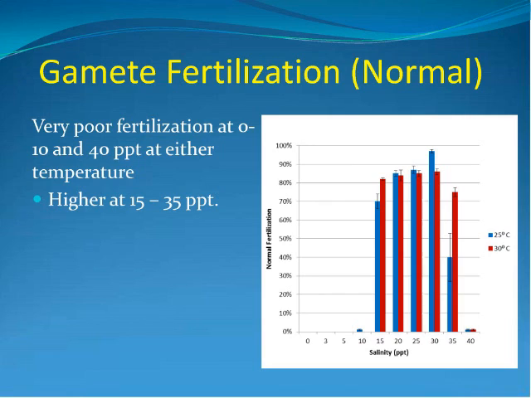In other words, if you have too much rainfall, too much runoff, or too many releases, or no releases and no rainfall, either one is not good for fertilization. If there's no fertilization, there's no embryos, there's no larvae, there's no settlement to spat, and therefore there is no oysters going forward.